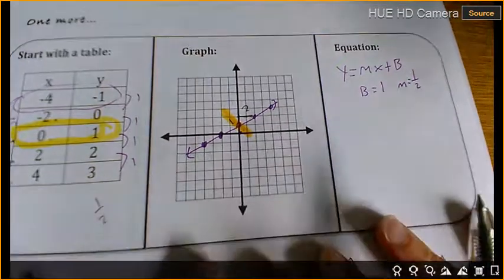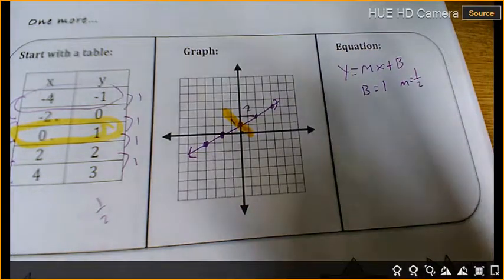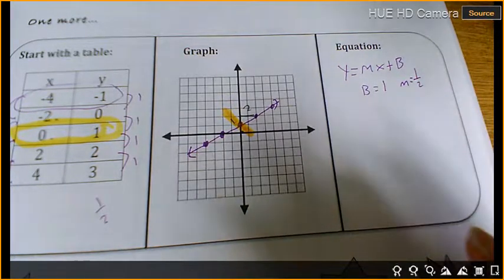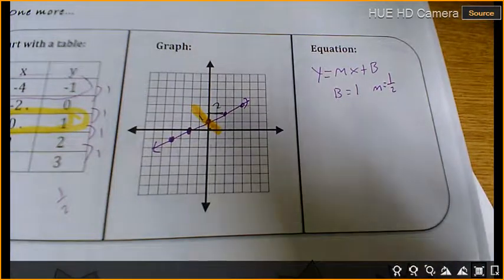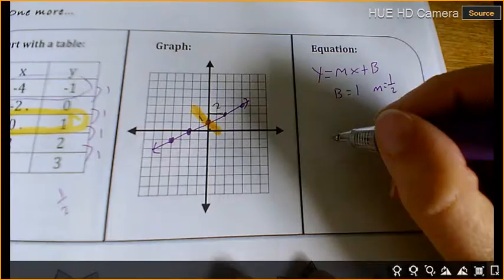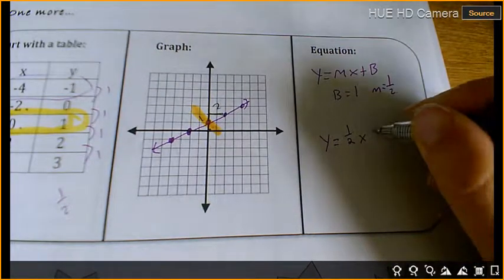Okay? I think it's way more work for the table too. I like the graph better. But I wanted to show you that there's both ways. I'm not sure why anybody's talking unless they're asking a question or responding to my question. Okay, now we have the m and the b, Christian. So I get y equals 1/2 x plus 1, and I'm done.